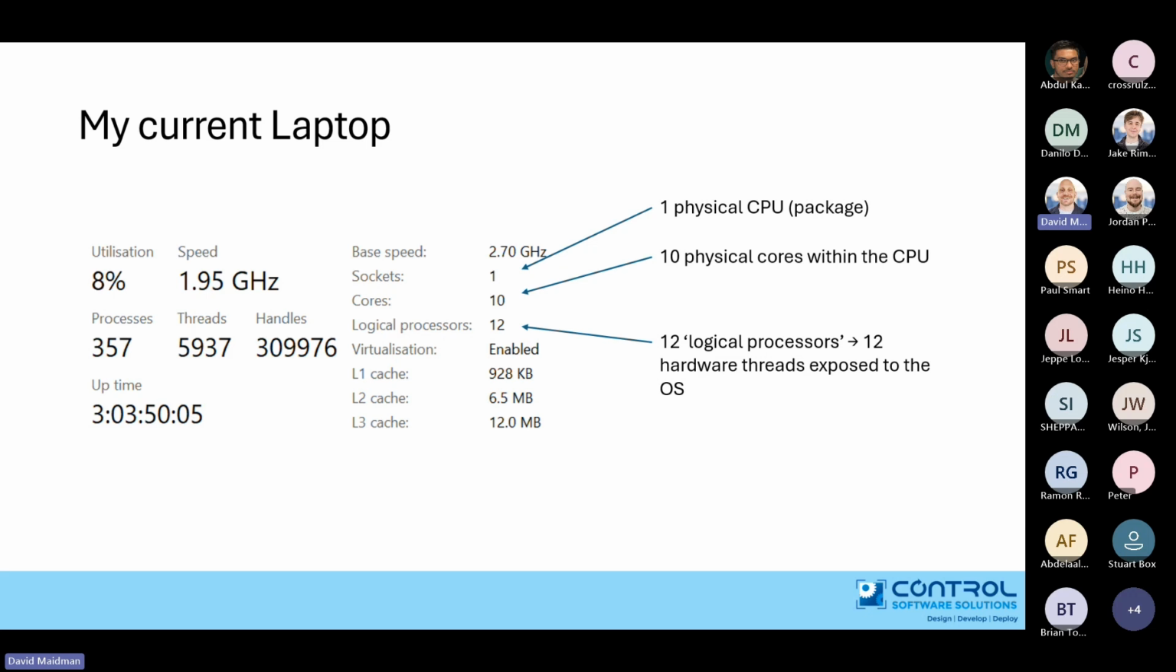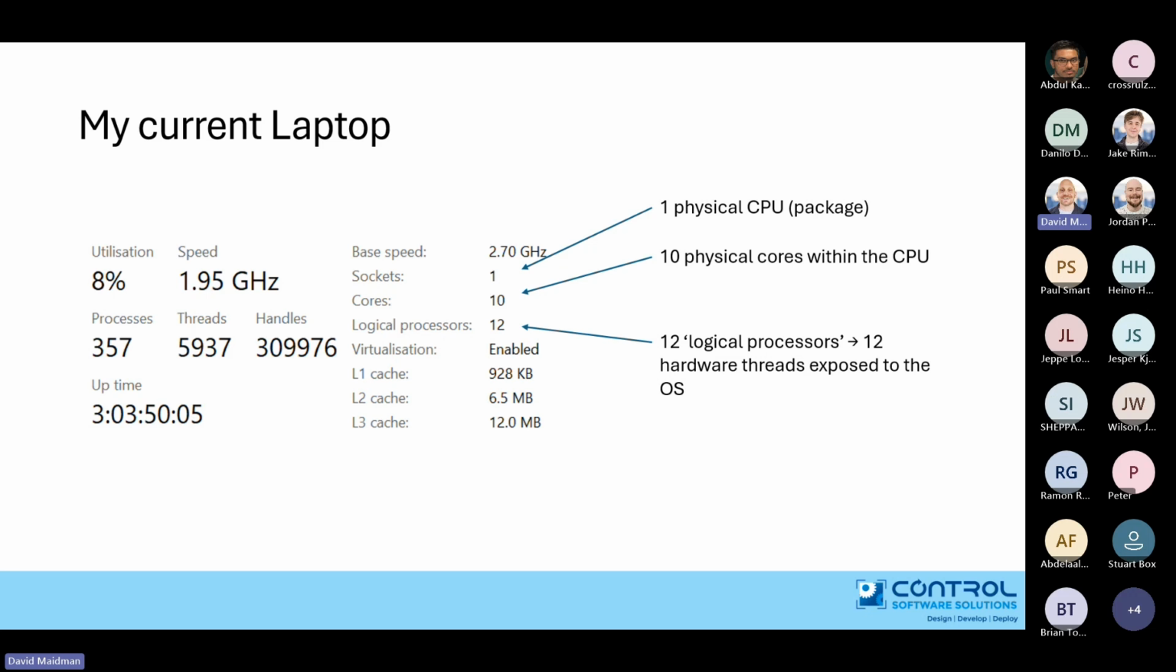So if we take a look at my laptop as a little benchmark, just an average laptop, I'd say, for a developer, the Resource Monitor tells me I've got one socket. That's one physical CPU package, so one chip. Within that CPU, we have 10 physical cores. But it's telling me I've got 12 logical processors, which is processors as we see them from Windows.